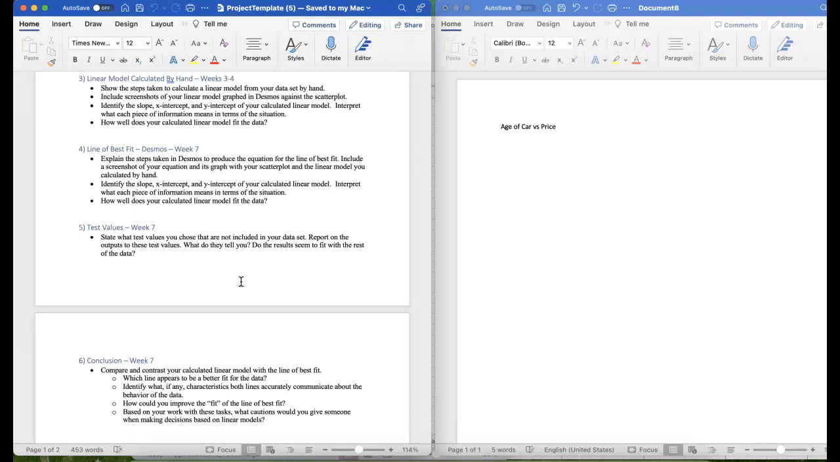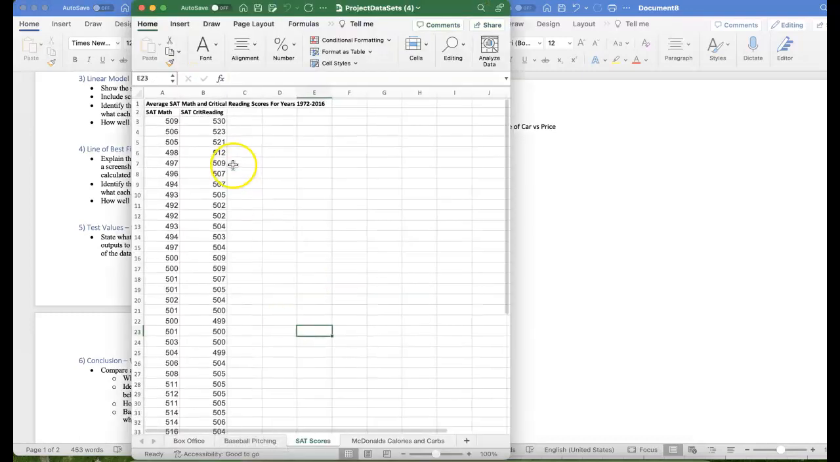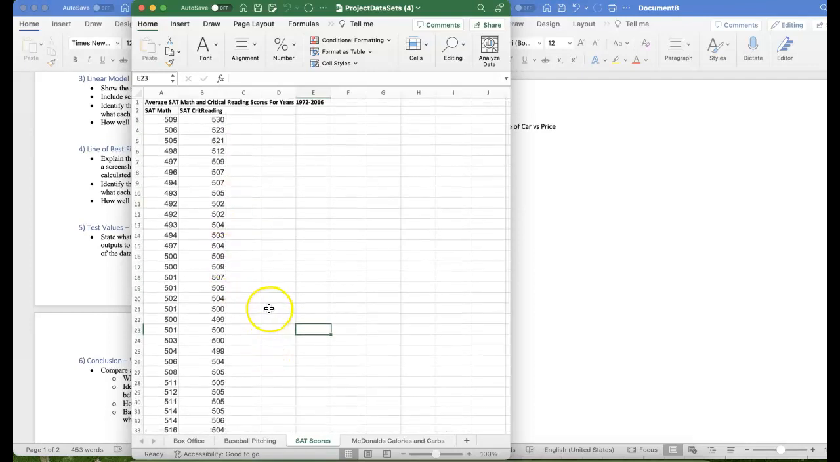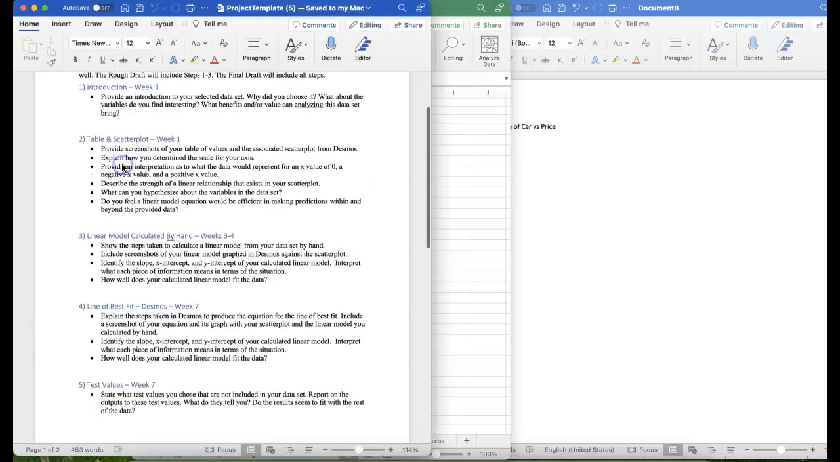So as you know, you're going to find your data set, which you have hopefully done your scatter plot. I'm just going to talk about SATs just for fun. I'm not going to actually plot it. I'll plot a little data set just to give an example. But the first paragraph I just want to talk about real quickly.